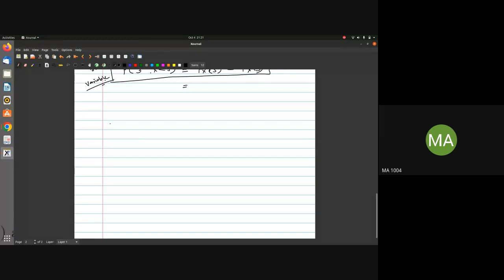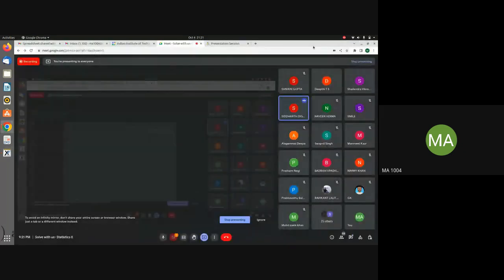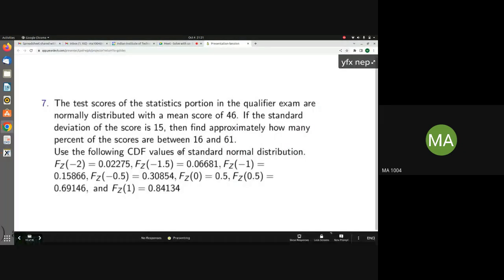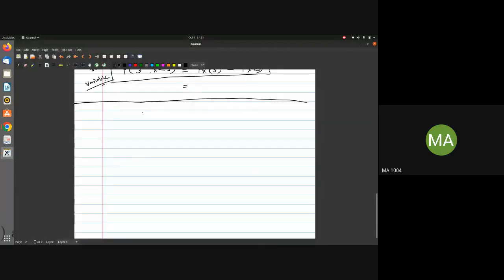What is the standard deviation, sir, for this question? Standard deviation is, I think, 15. Suppose standardization is that you have a random variable x which is continuous. Okay, please show the question once more.